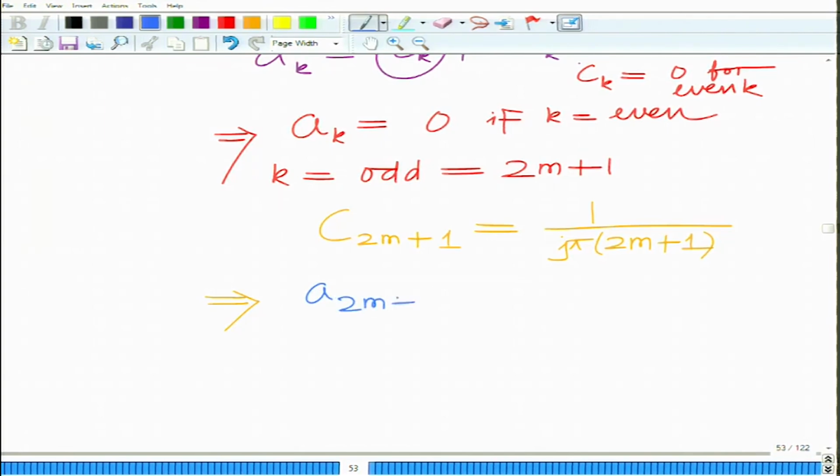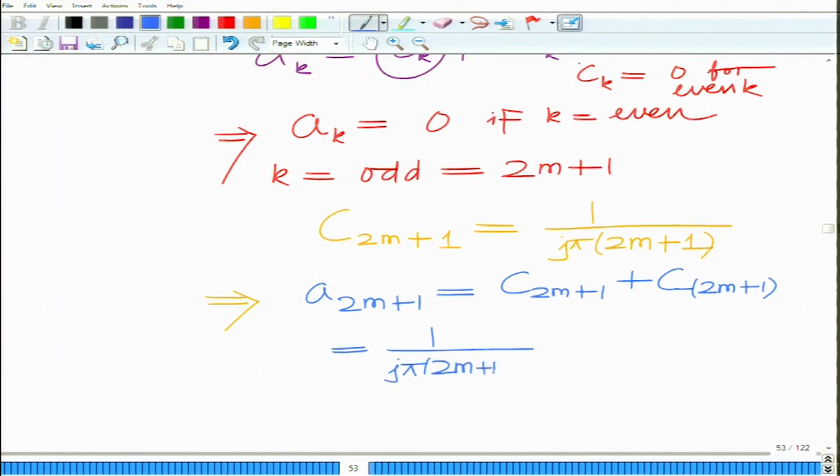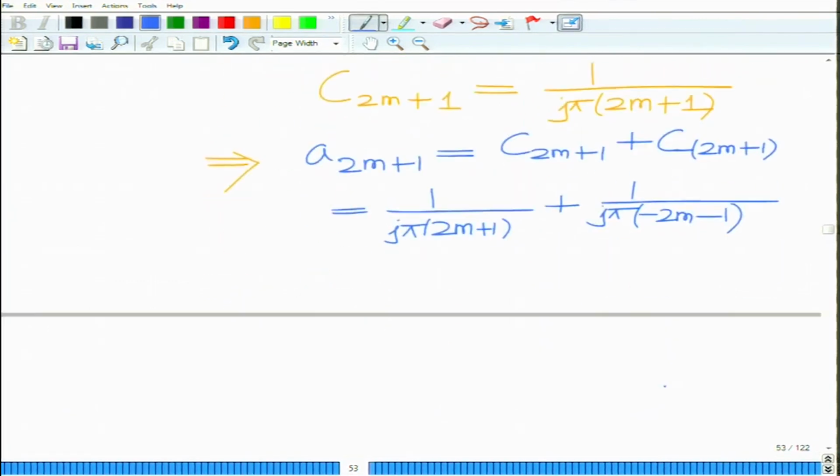k equals 2m plus 1, a of 2m plus 1 equals c of 2m plus 1 plus c of minus k, that is c of minus (2m plus 1), which is 1 over j pi (2m plus 1) plus 1 over j pi (minus 2m minus 1), and you can clearly see these two cancel each other. So, this is 0. So, basically what we have been able to show is that a k is 0 if k is even, and a k is 0 when k is odd as well, which implies a k is 0 for all k.